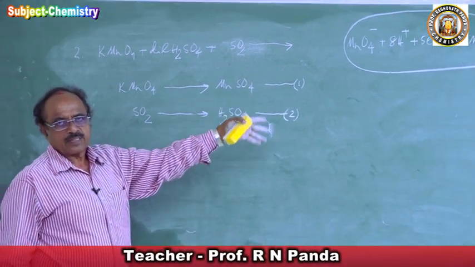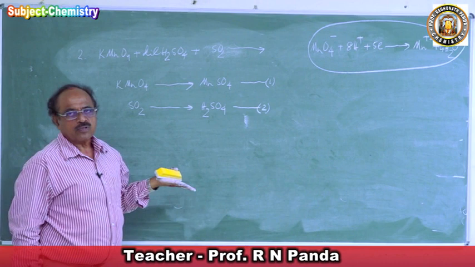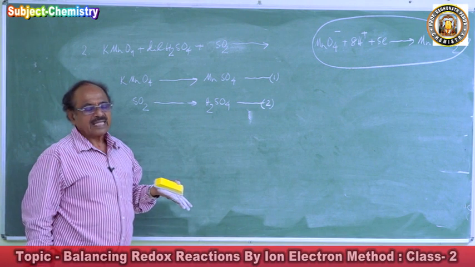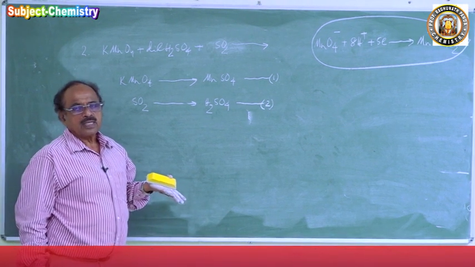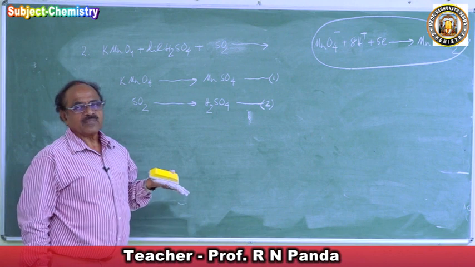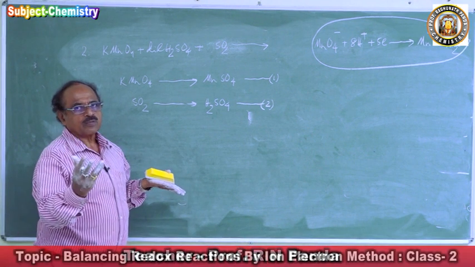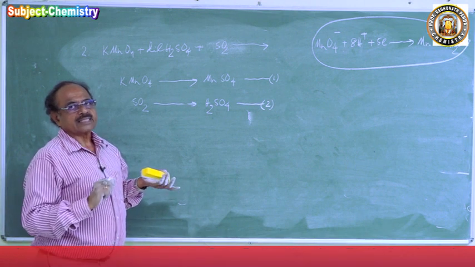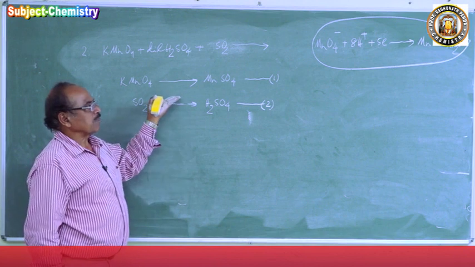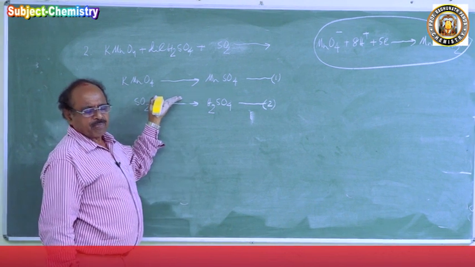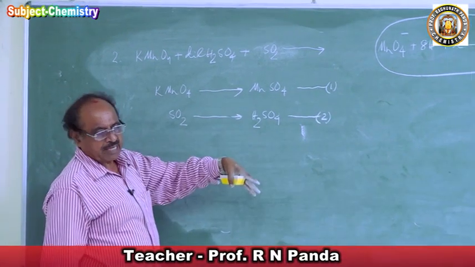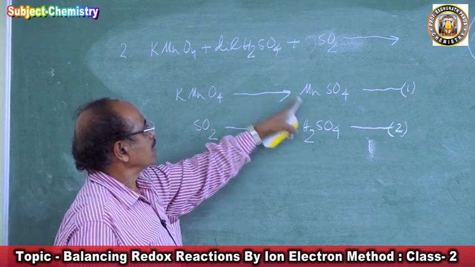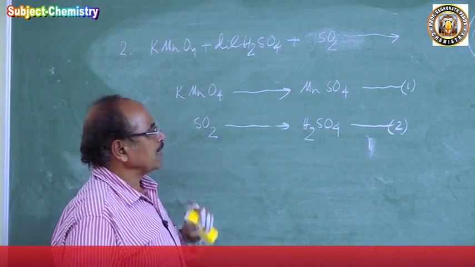We know this by the partial equation method. 2KMnO4 plus 3H2SO4 gives K2SO4 plus 2MnSO4 plus 3H2O plus 5O. Then this O comes out from KMnO4, reacts with SO2 plus O plus water, and forms sulfuric acid. These are the two equations for potassium permanganate in acidic medium. Now, I don't want to waste time writing the same reaction many times. So KMnO4 is forming MnSO4 and SO2 is forming H2SO4.